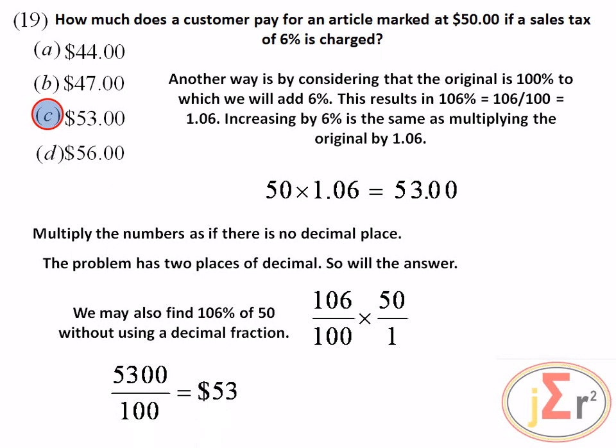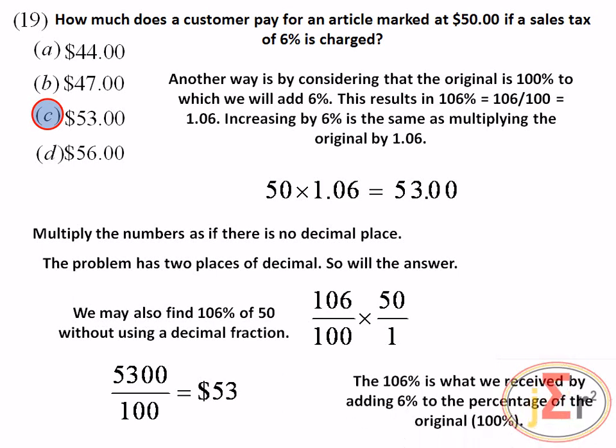So irrespective of the one that we choose from a wide variety of approaches, the answer will turn out to be the same. The 106% that we have right here and also right here is what we received by adding the sales tax of 6% to the percentage of the original, and the percentage of the original is always 100%. So 100% plus 6% is 106%.